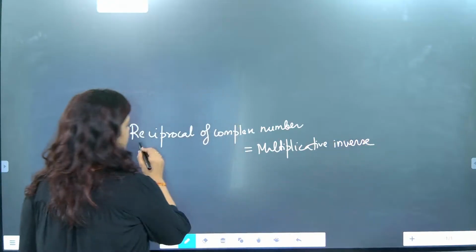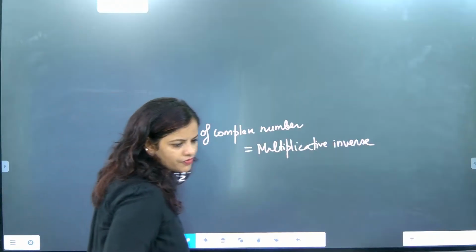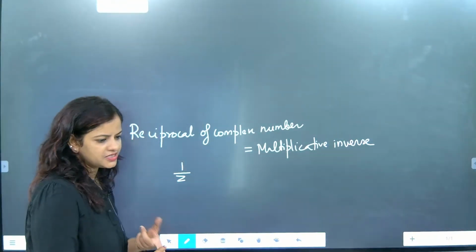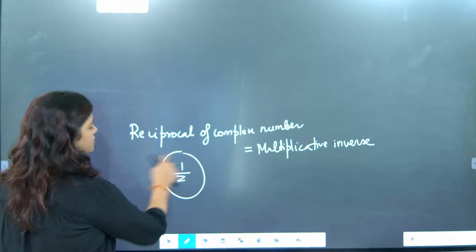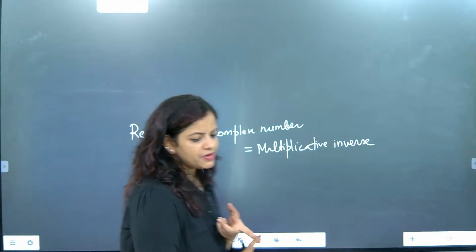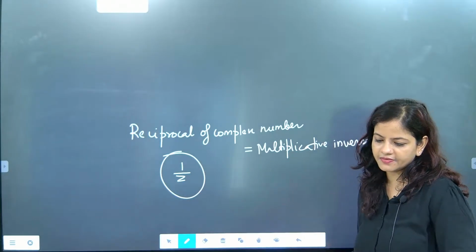Okay, so because reciprocal of a complex number is 1 by z, multiplicative inverse of a complex number is 1 by z. Same, nothing will change. Reciprocal of a complex number is 1 by z and multiplication of a complex number is also 1 by z.